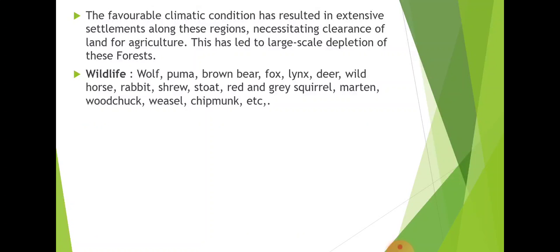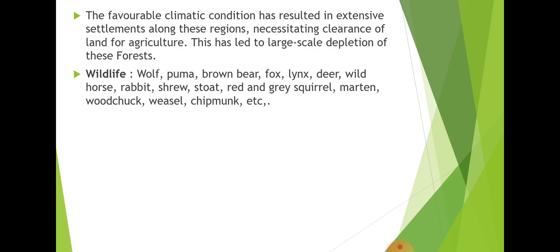Now, the favorable climate has resulted in extensive settlement along these regions, necessitating the clearance of land for agriculture. This led to large scale depletion of forest. So basically, the climatic condition over the areas surrounded by the temperate deciduous forest is very suitable for survival. Because of that, clearance of forest was practiced a lot, and so many areas were cleared for settlement purposes. People started settling down in these areas.